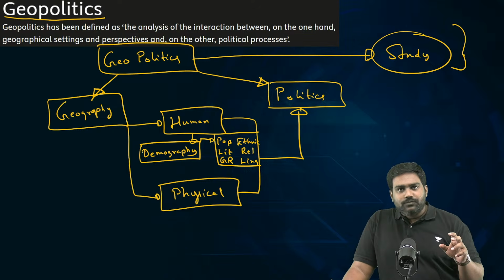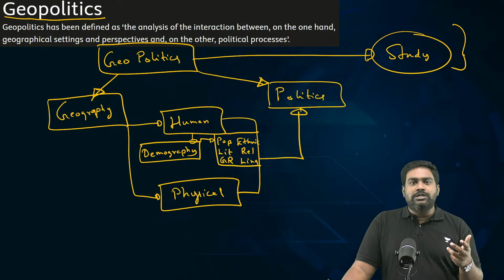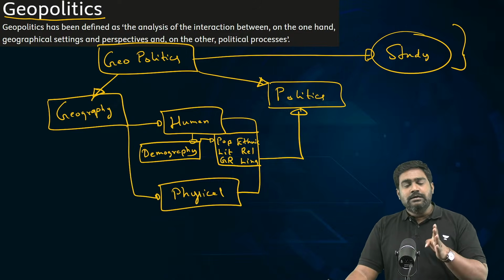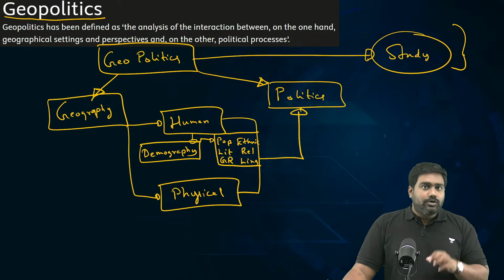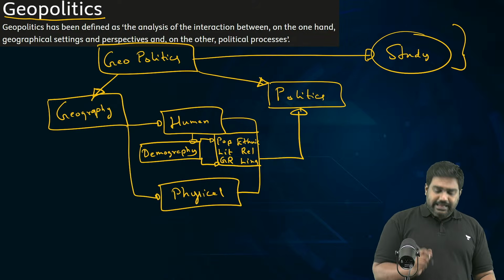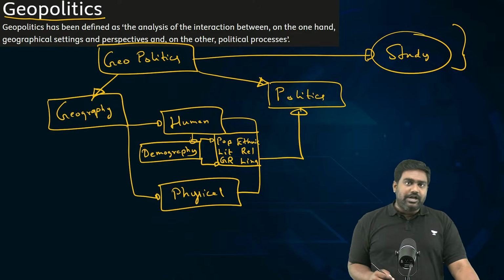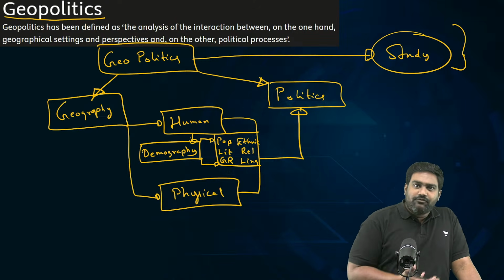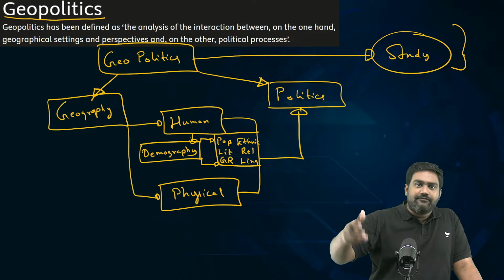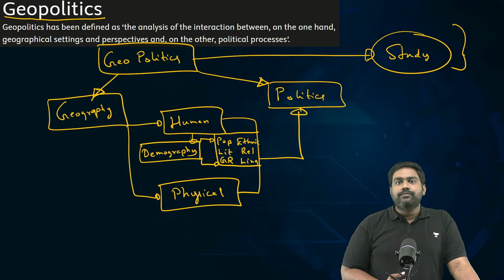Is it a homogeneous society or is it a multicultural, multi-diverse society? How many ethnicities are there? How many religious groups are there? Don't you think these aspects of human geography will directly influence the politics of that nation? Society is influenced by this. Society influences your internal politics, and this influences your external relations.